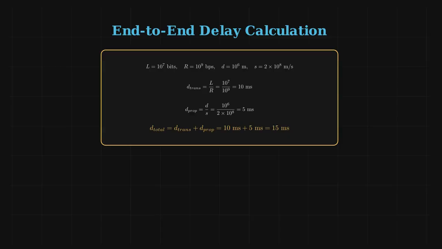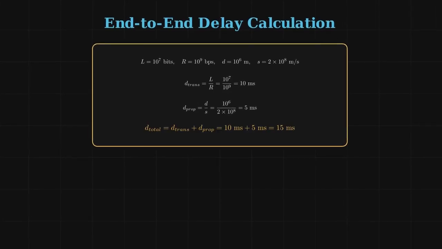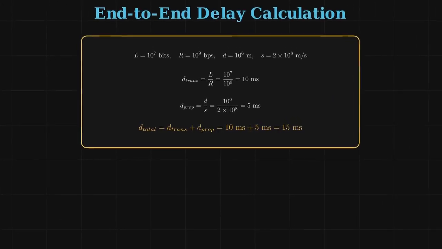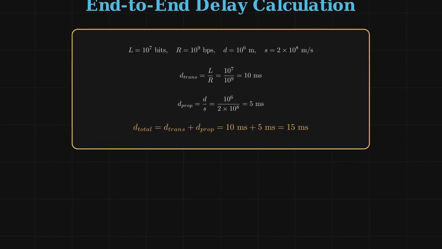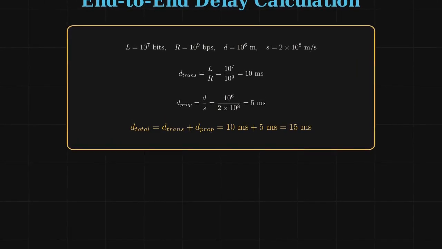Let's solve a real numerical problem. Suppose a 10 megabit packet travels over a 1,000 kilometer fiber link at 200,000 kilometers per second, with a transmission rate of 1 gigabit per second. We sum transmission and propagation to find a total delay of 15 milliseconds.